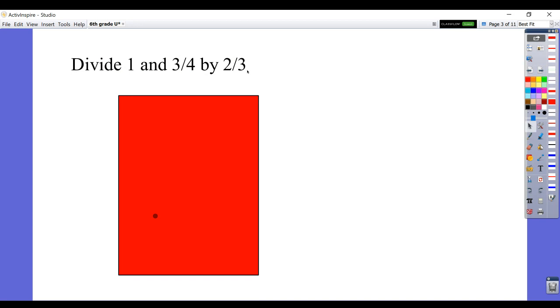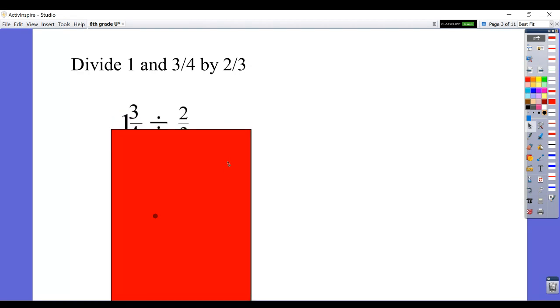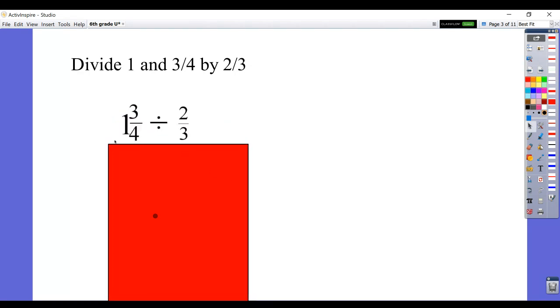Another type of problem, again, sort of some spiraling from last unit as well, is to divide 1 3/4 by 2/3. Remember, this is representing a mixed number. So this is 1 3/4 divided by 2/3. So we could rewrite it in this way. Remember that you're allowed to use scratch paper on your quizzes and tests as well. So your first step would probably be to go ahead and rewrite it this way.